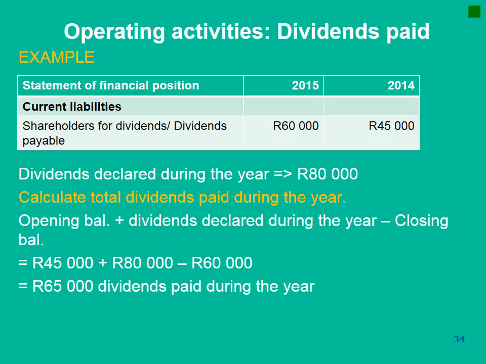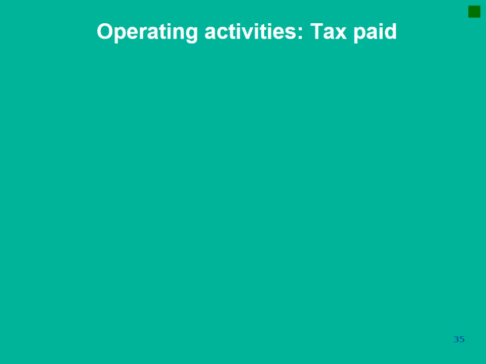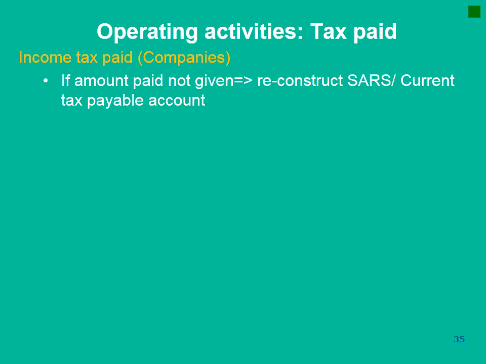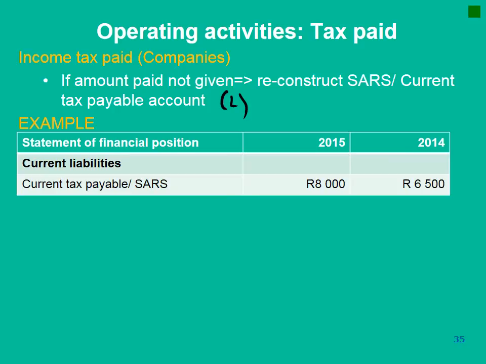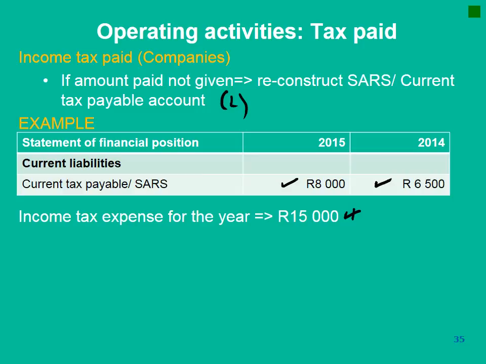The other thing that happens in a company that doesn't happen in a sole trader is the tax expense. Remember, the tax expense is not necessarily the tax payment. Remember, companies pay provisional tax. You only know how much tax is actually owing once you've finished the financial year. So you need to reconstruct the South African Revenue Services or the current tax payable account, the liability account, to find the actual amount that was paid for tax. So I'm going to give you an example. We had an opening balance of 6,500 owing for tax and a closing balance of 8,000. And during the current year, the actual income tax expense is 15,000.